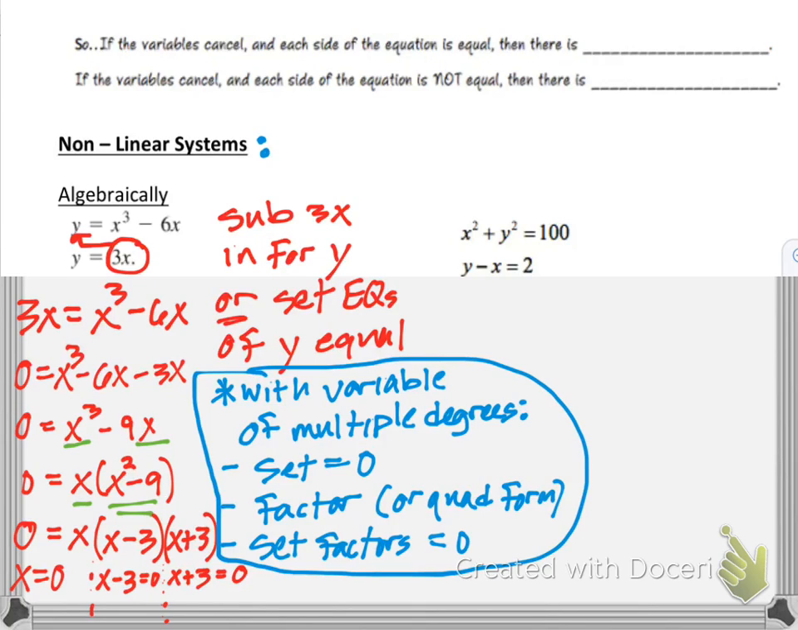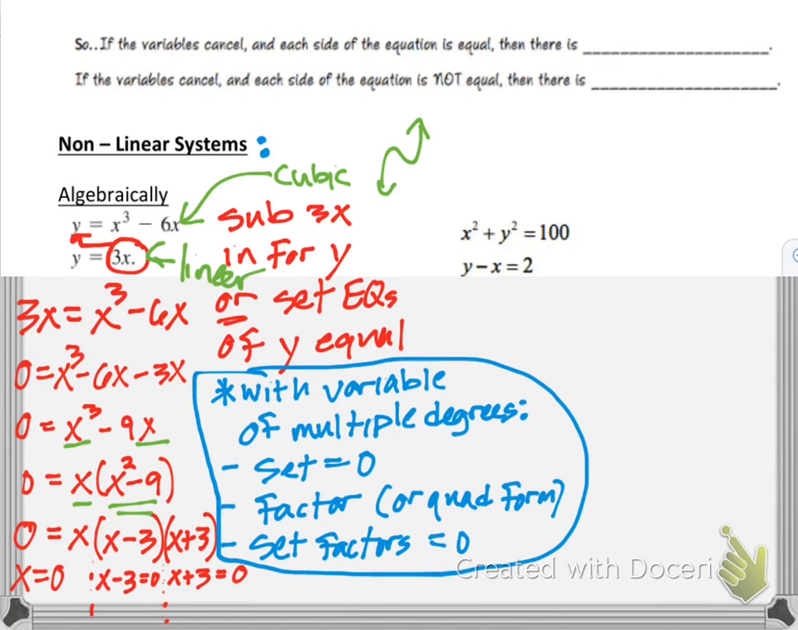And it's a system, so getting x is one part. But for each of those x's, we also need to get a y. Let me back up a little bit. The equations we're dealing with are something you should have some familiarity with. The first one is a cubic, and those look like that snaky looking graph. And then the second one is a linear function. It has a slope of 3 and a y-intercept of 0.